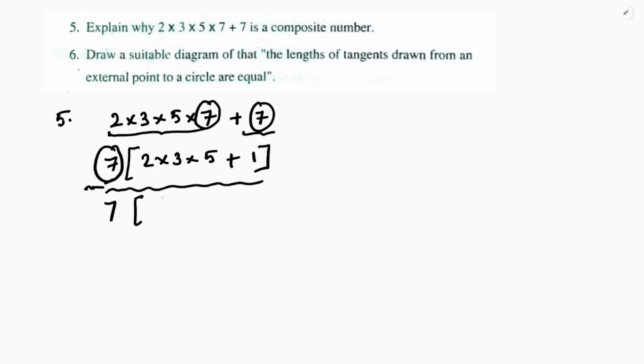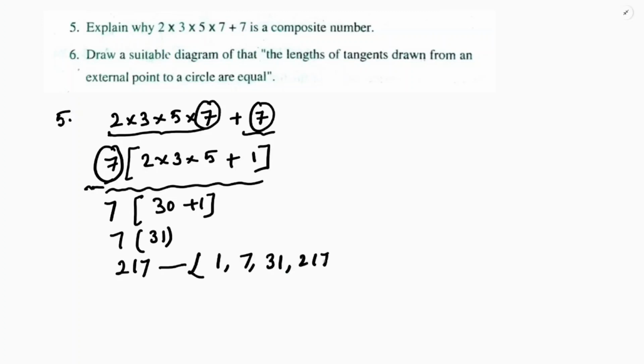So 2 times 3 is 6, 6 times 5 is 30, 30 plus 1 is 31. So 7 into 31. No need to multiply. 7 and 31 are the factors. Or if you want, you can multiply the number, then write the factors. 7 times 31 is 217. So factors of 217 are 1, 7, 31 and 217.